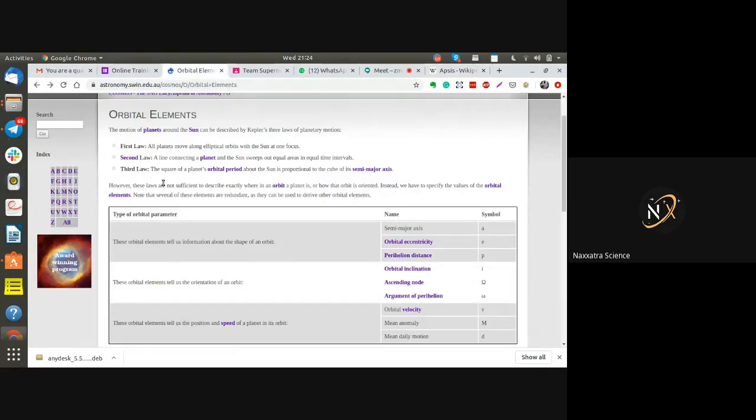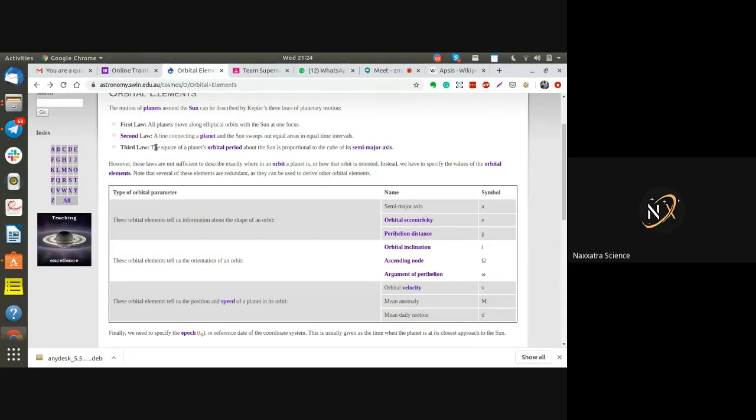So let's quickly go over Kepler's laws. We all remember that anyway. All planets move along elliptical orbits with the sun at one of the foci. Second law: a line connecting a planet and the sun sweeps out equal areas in equal intervals of time. This is an important derivation as well, right? When you derive it from Newton's laws. And finally, the square of a planet's orbital time period, T squared, is proportional to the cube of a, the semi-major axis, right? So T squared is proportional to a cubed.